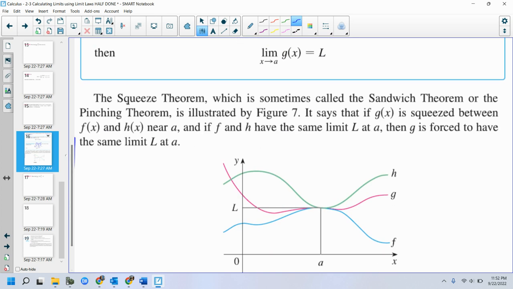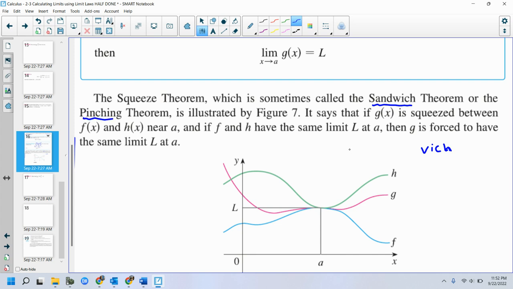A couple names for it. It's called the squeeze theorem. I think I joked about it. My calc professor had that heavy accent, called it the Sandvich theorem with a V in it. Sandvich, V-I-C-H. I've never really heard it called the pinching theorem.